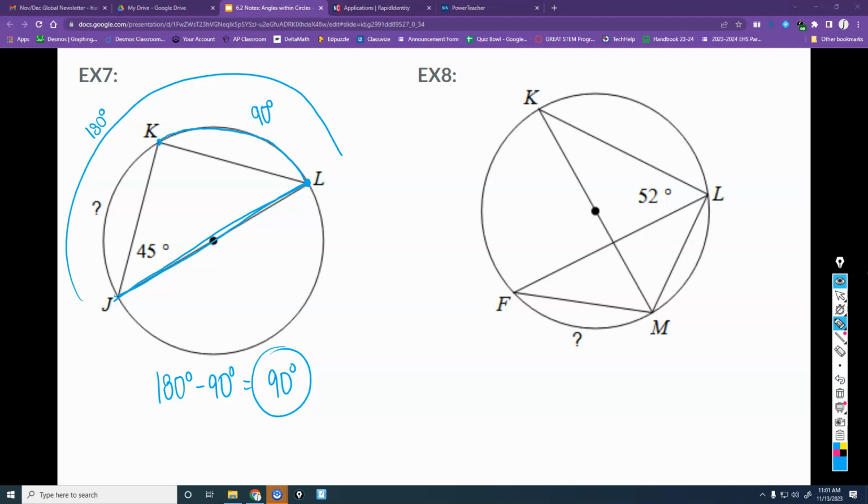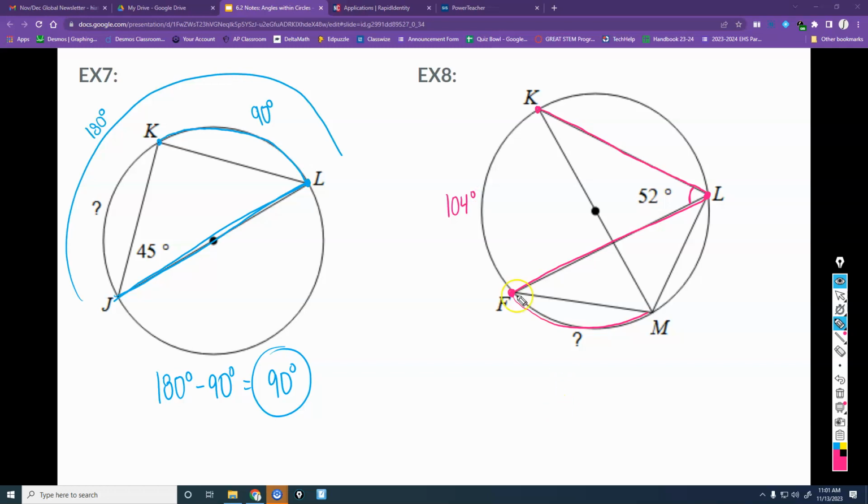Okay, so this one gives us this angle, but then it asks me for this arc over here. Now, this angle does not go with the arc that they asked me for. This angle goes with arc KF. What could I get for my measure of KF? 104. We just double that angle.